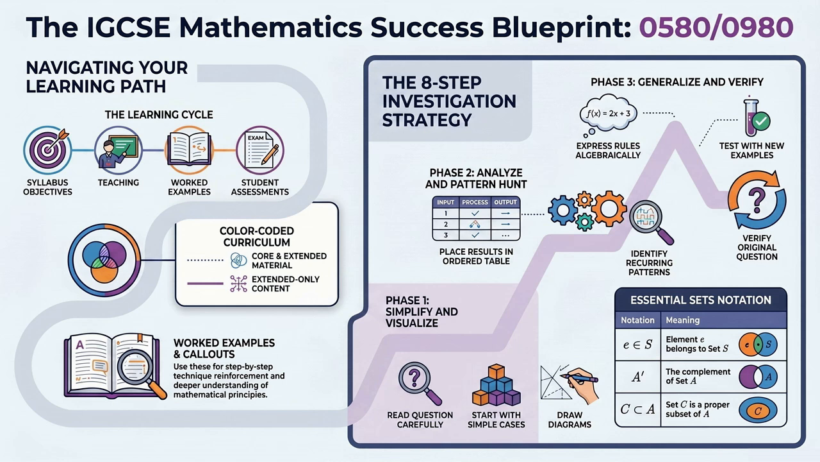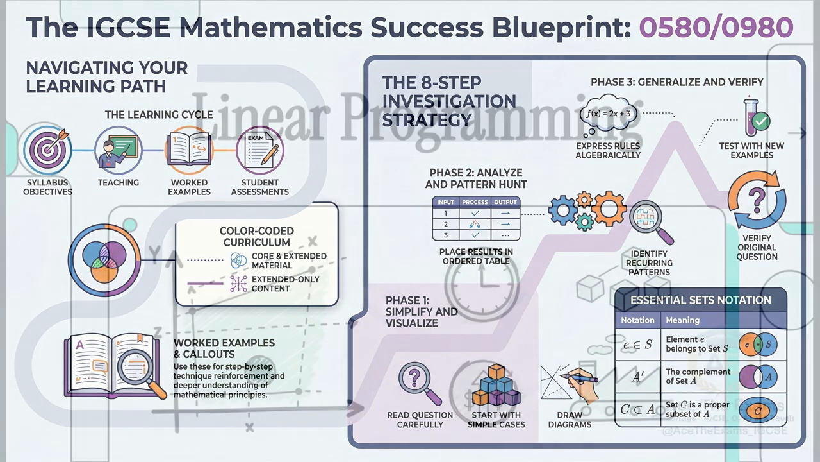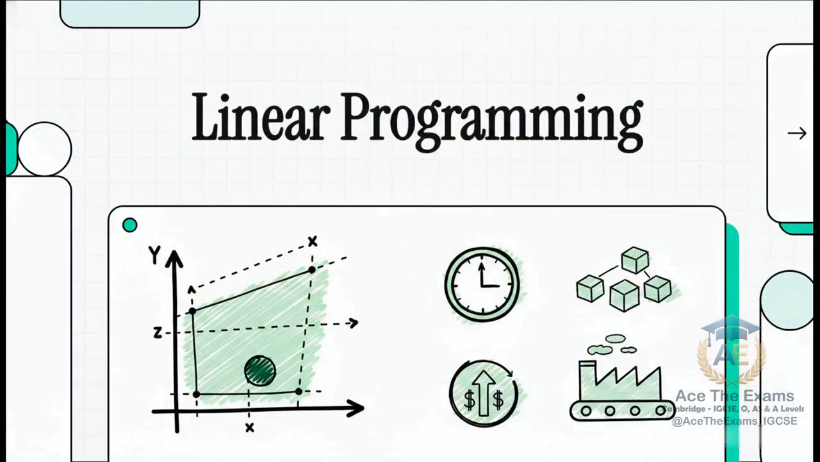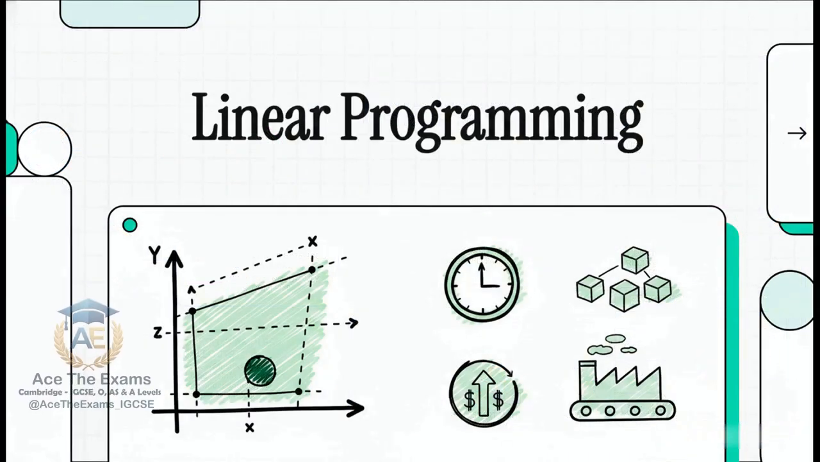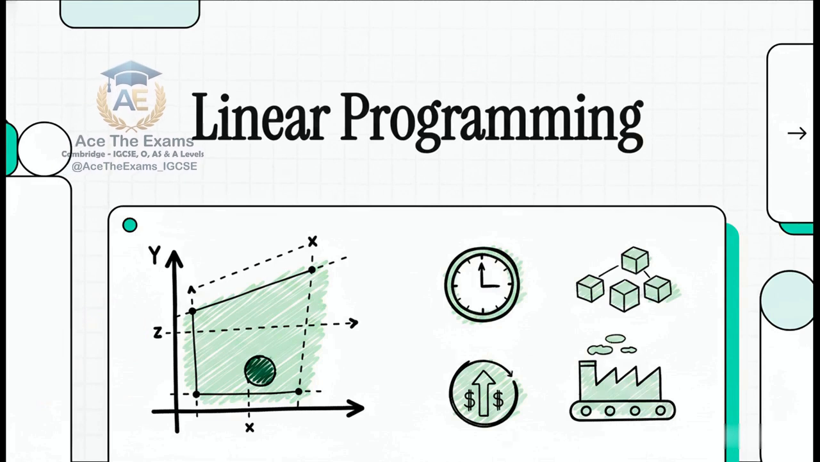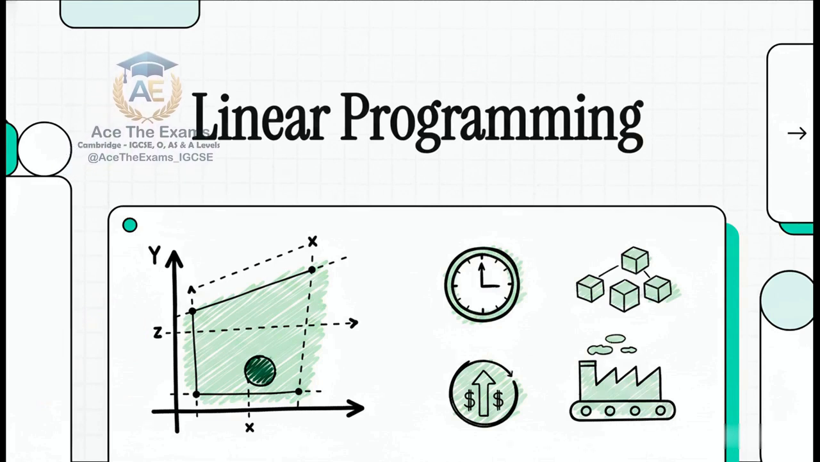Welcome to The Explainer. Today, we are taking on a topic that separates the top-tier students from the rest in the Cambridge Mathematics 0580 exam. We are talking about linear programming. Now, in your exam, you have to make split-second decisions, right? You need to invest your time where the marks are highest. And this topic, this is a massive point score.